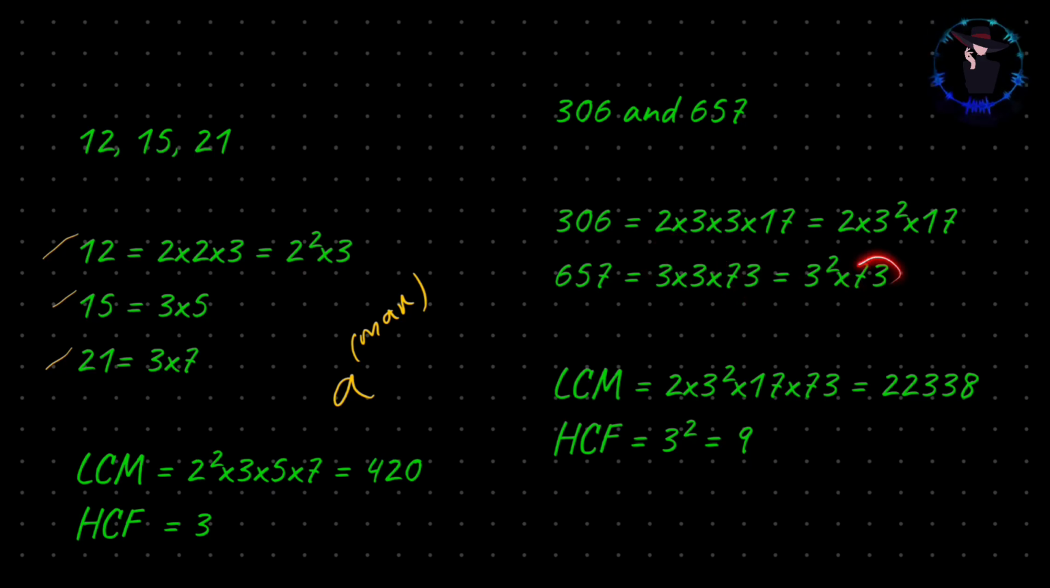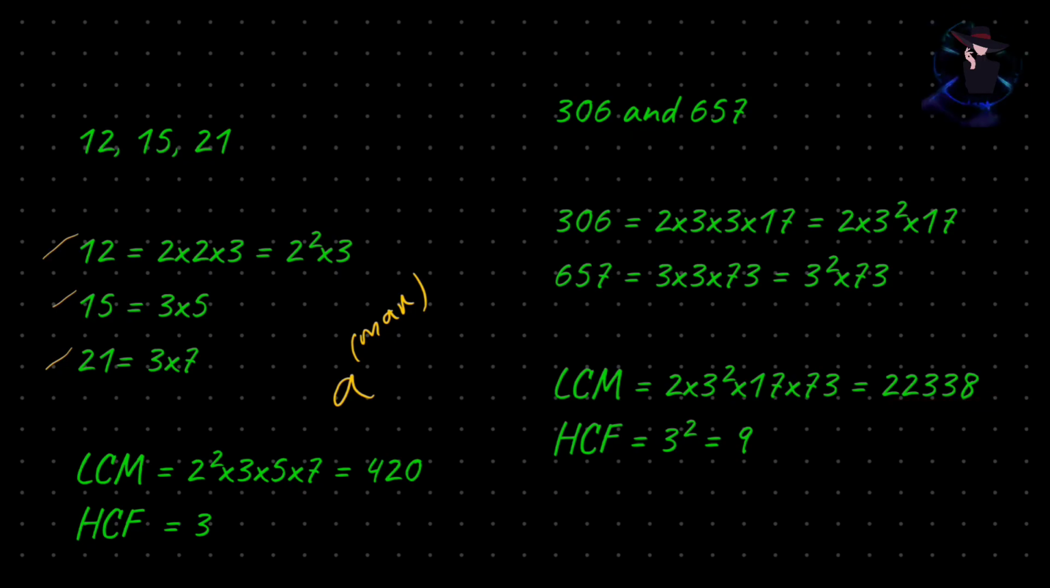So let's take the LCM. How many 2s do we have? We have only one 2 here. There is no 2 here. The power 1 is the highest, so let's take the power 1. 3 power 2 here, 3 power 2 here. Both are equal, it's just a draw, so just take 3 power 2. 17 again 1. 73 power 1 alone. So the LCM of 306 and 657 is 22338.